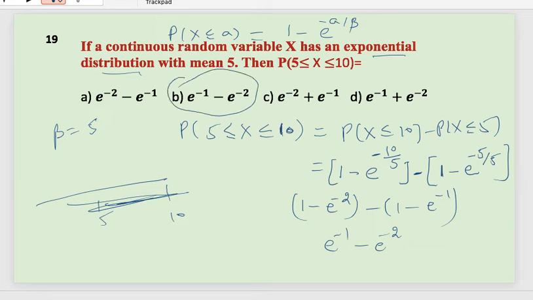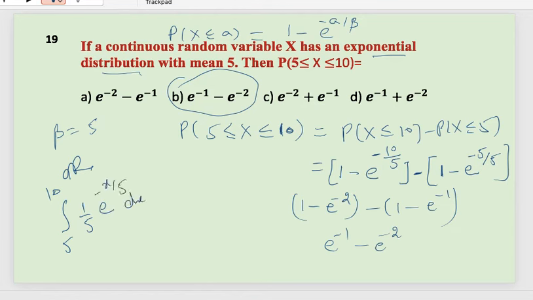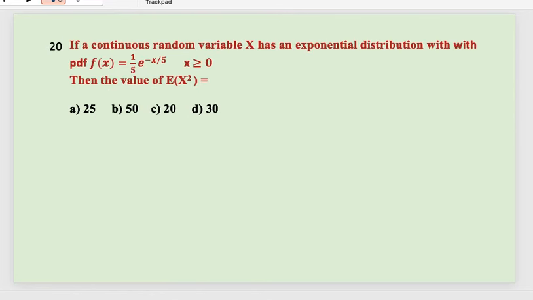Otherwise, what you need to do is the same process, or you have to integrate it. So if you want to get rid of integration work, especially in the case of the exponential distribution, why not encash on it for the MCQs? Otherwise, for this question you will write 5 to 10 of the PDF. The formula for the PDF is 1 by beta e to the power minus x by beta dx. So you have to do the integration and then plug in the values. We can do it that way.